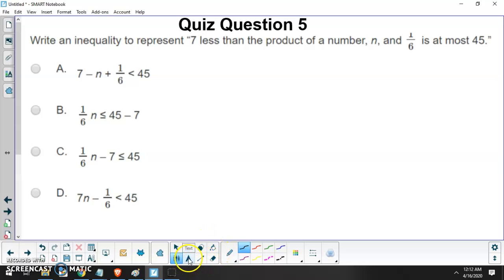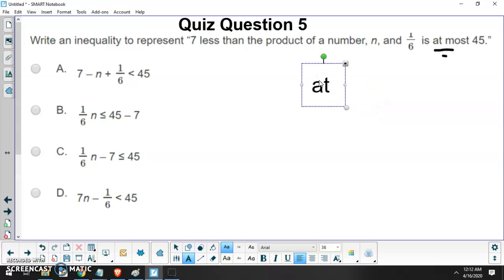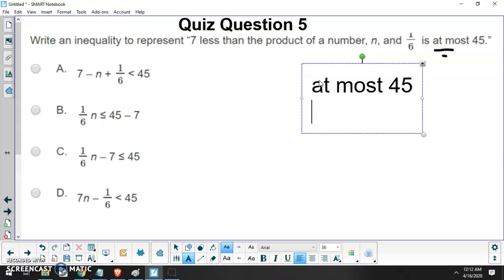All right, this one is a very important one to go over, so I hope you're listening now. All right, so it says 7 less than the product of a number n and 1/6 is at most 45. All right, so there's a couple tricky things here. Okay, if something is at most 45, can it be more than 45? No. At most 45 means that it is less than 45, or it could be equal to 45. Okay, so that's a really, really important thing there. Okay, if you get that wrong, then everything is toast.